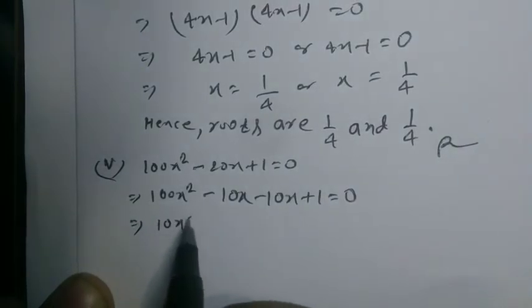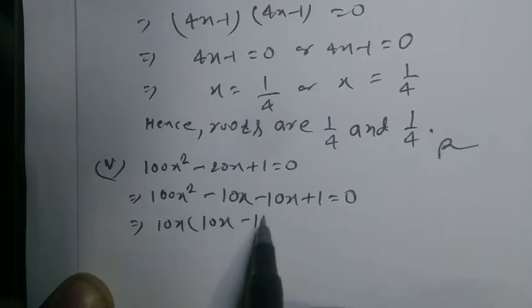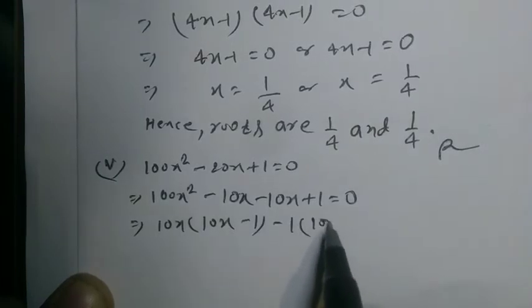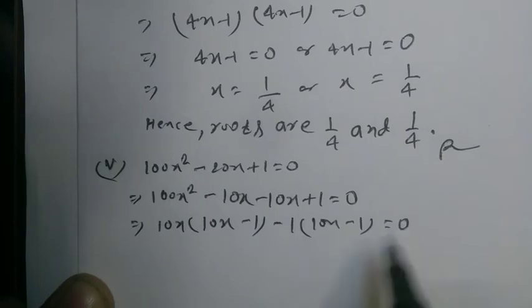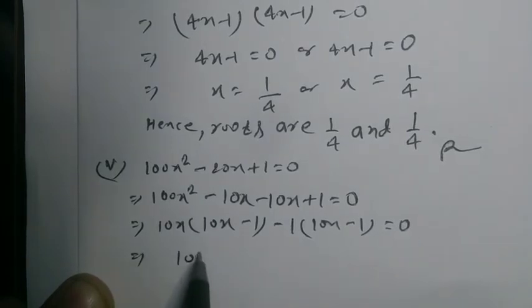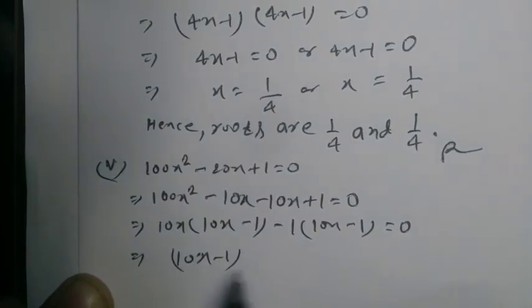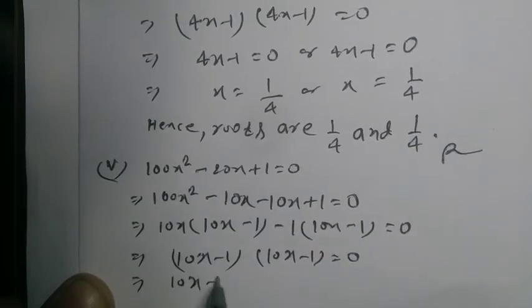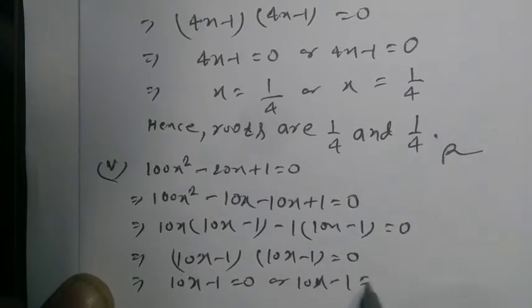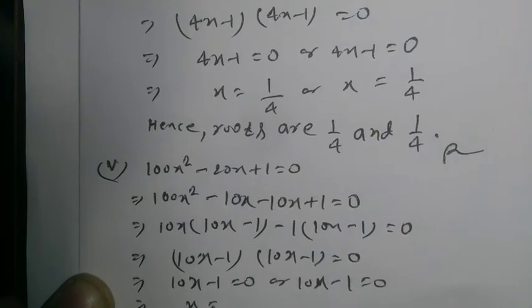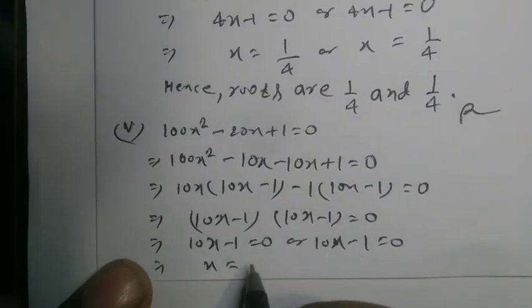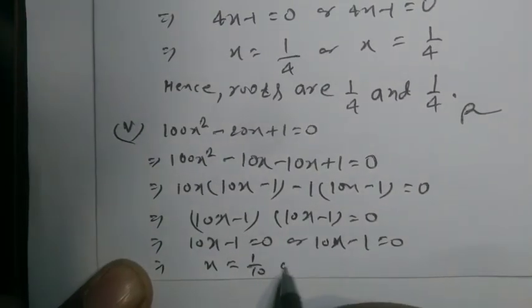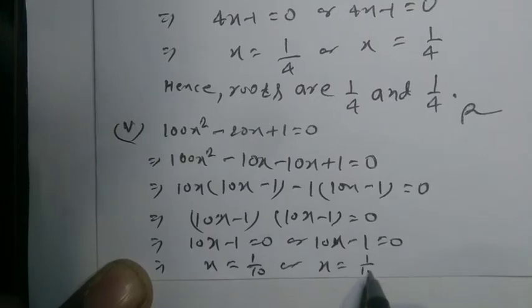Implies 10x common, then you get 10x minus 1 is common, then 10x minus 1 is equal to 0. Implies 10x minus 1 is equal to 0 or 10x minus 1 is equal to 0. Implies x is equal to 1 by 10 or x is equal to 1 by 10.